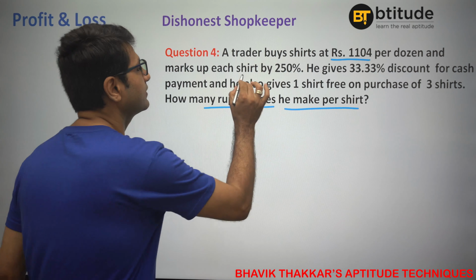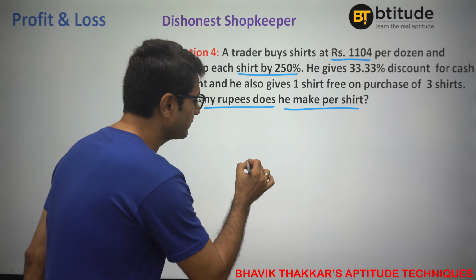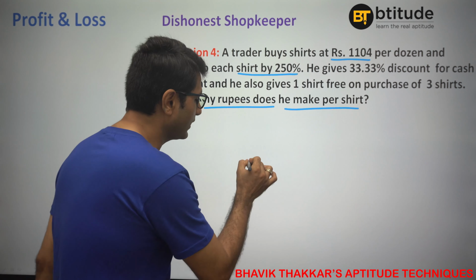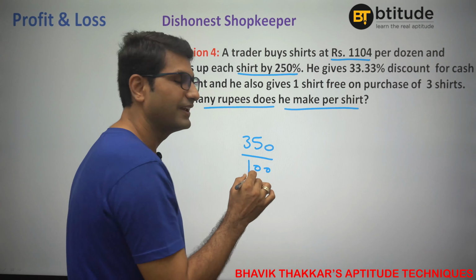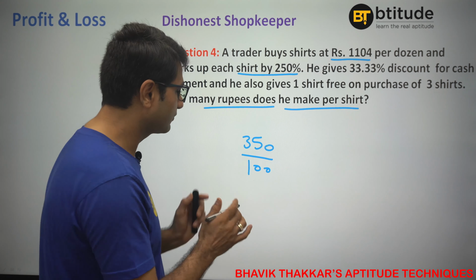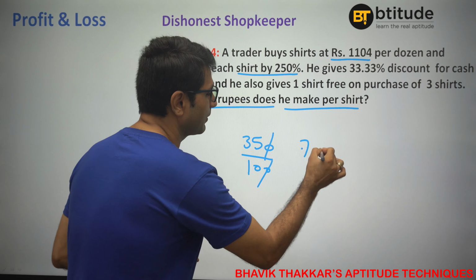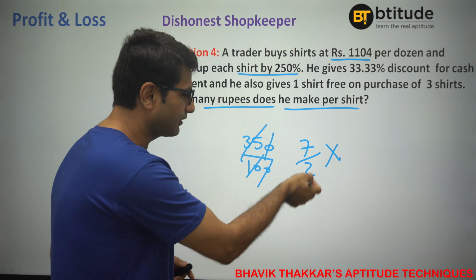First thing he is doing is, he is marking up his shirts by 250%. So that means 250% we all know, right? If the cost was 100, he is adding 250, he is putting a label of 350 there. So from 100, he is getting 350. That is first thing, or you can say 7/2. Okay, this you can write as 7/2.